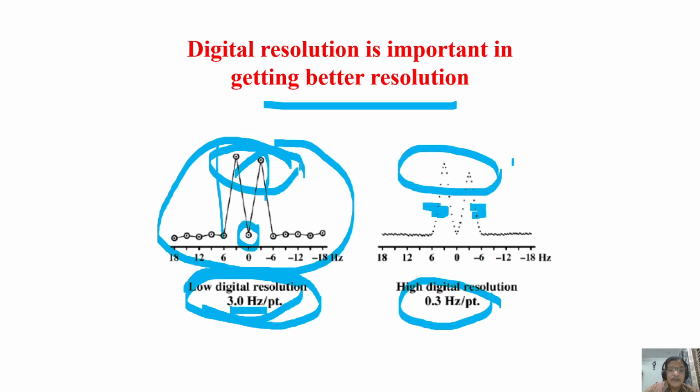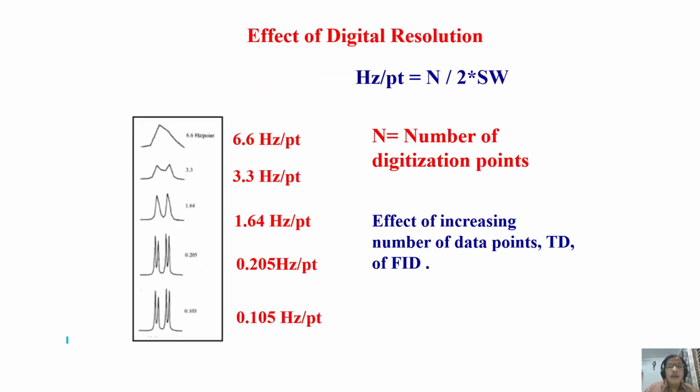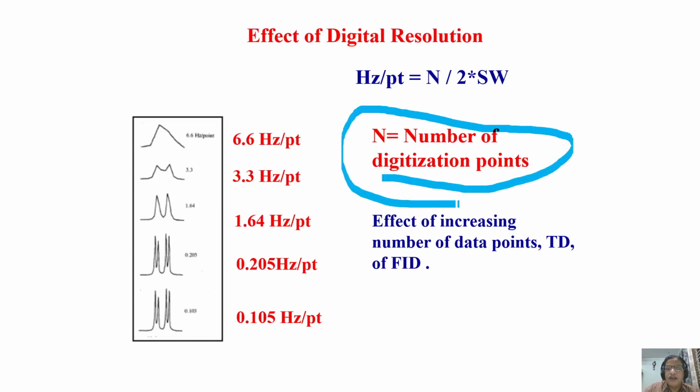But in this case, if you make a mistake or there is slightly more than 3 hertz, you will definitely not be able to see the doublet. That's an important point you must remember. Digital resolution is very important in getting better resolution. You see the effect of digital resolution on some standard example like this. This is a situation where the number of digitization points is n. Let us say the number of digitization points is n.